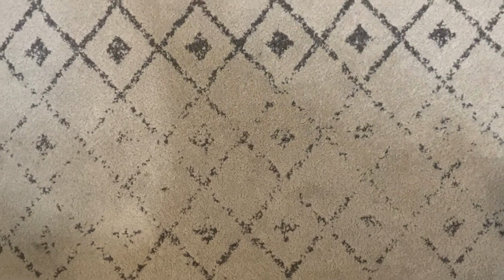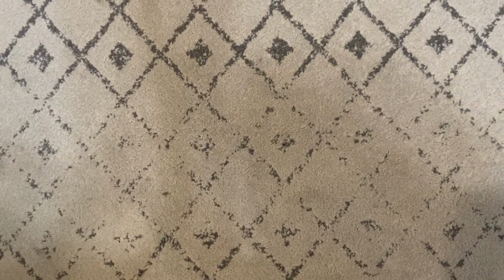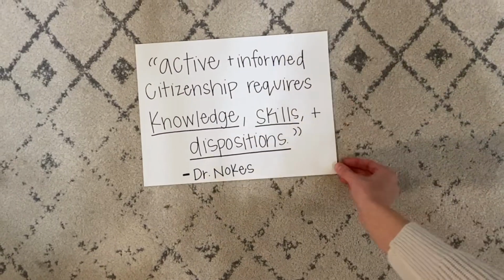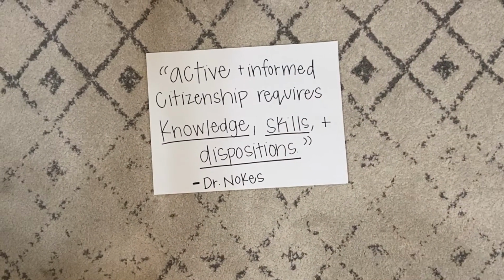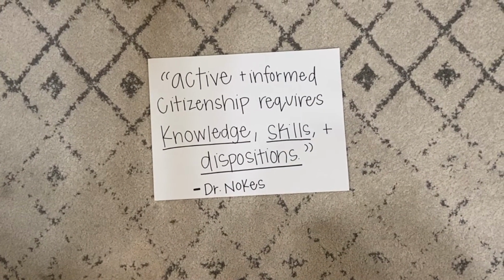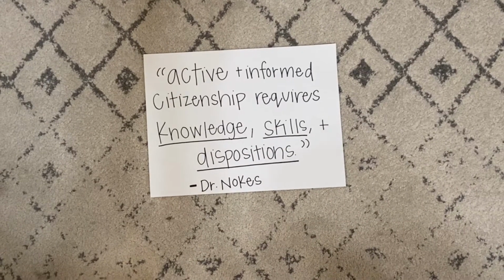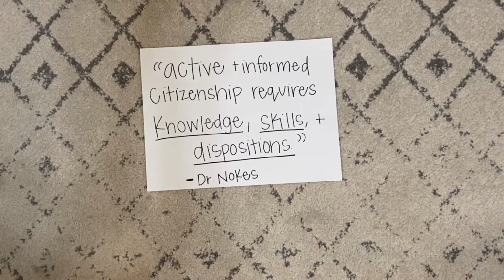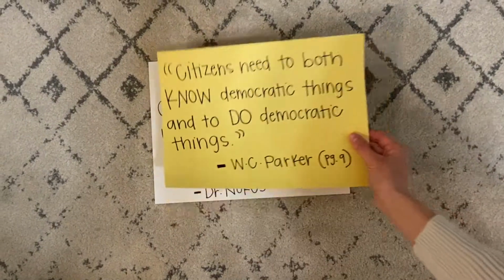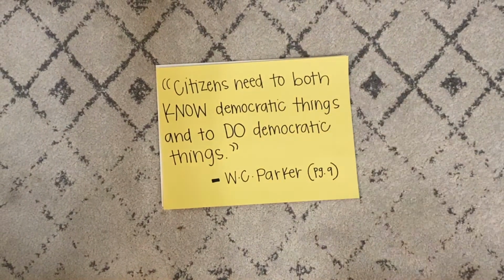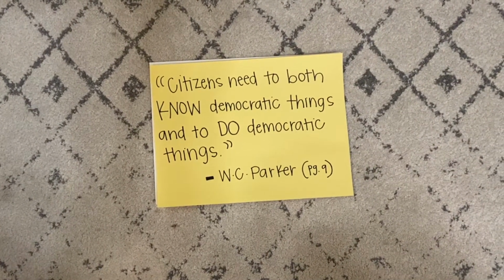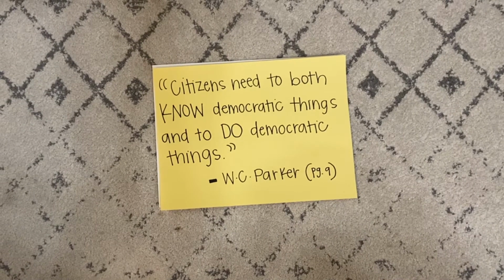Two quotes that I really like from this book that help summarize what it's all about: first, this one by Dr. Noakes, "Active and informed citizenship requires knowledge, skills, and dispositions," and Dr. Noakes goes through those three things throughout his book. And also this one by W.C. Parker. It says, "Citizens need to both know democratic things and to do democratic things."